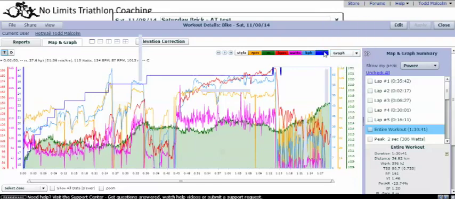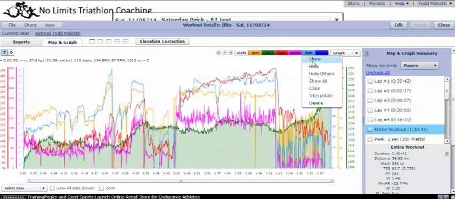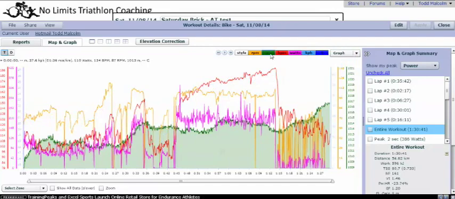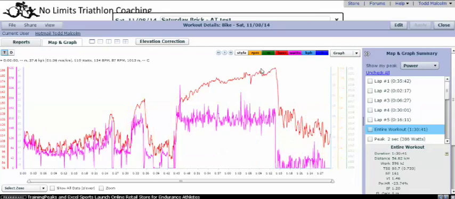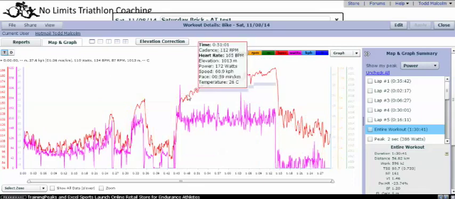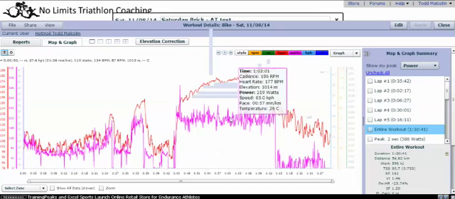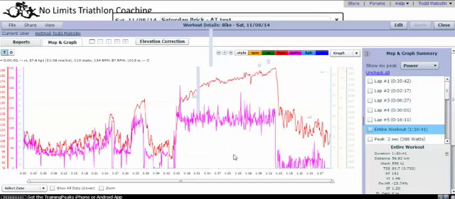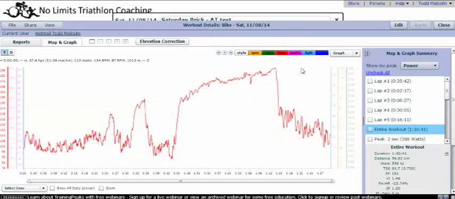So this blue one is temperature. We'll get rid of that one. Speed, we'll get rid of that one. Elevation, get rid of that one. Cadence, we'll get rid of that one. So what we're left with are two lines, and really this red one here is your heart rate, or beats per minute, and this pink or purple one is power, or watts. Now, since most of you guys don't have a power meter, I'm just going to get rid of that one. And we're going to focus just on the red one, which is the heart rate.